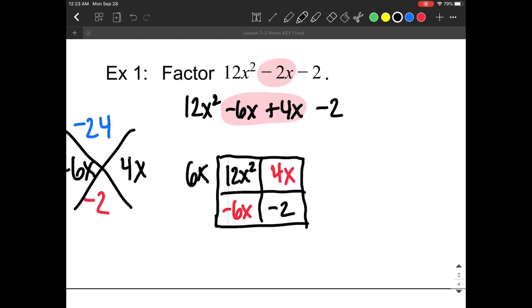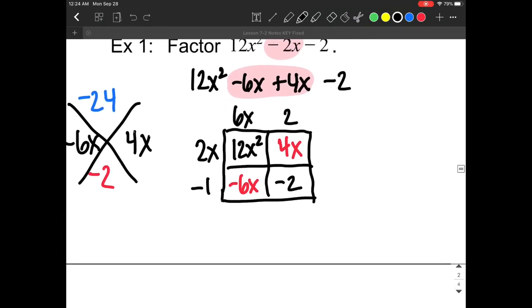Well, I couldn't put 6x here if I wanted to, but I could put 6x here because 6x times a whole number could give me negative 6x, but 6x times a whole number would not give me 4x. So I have 6x on the top, which means I would have 2x here. Let's see if that works. Well, 6x times what gives me negative 6x? 6x times negative 1. And 2x times what gives me 4x? I have 2x times 2. Wait, oh my god, I didn't write the negative 2. Does 2 times negative 1 give me negative 2? Yes, it does. So this works.